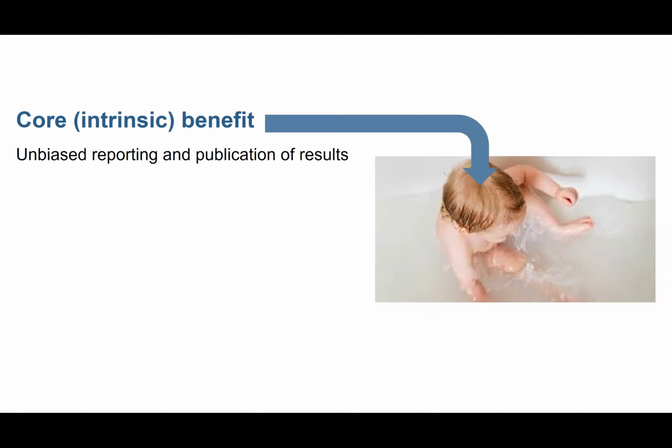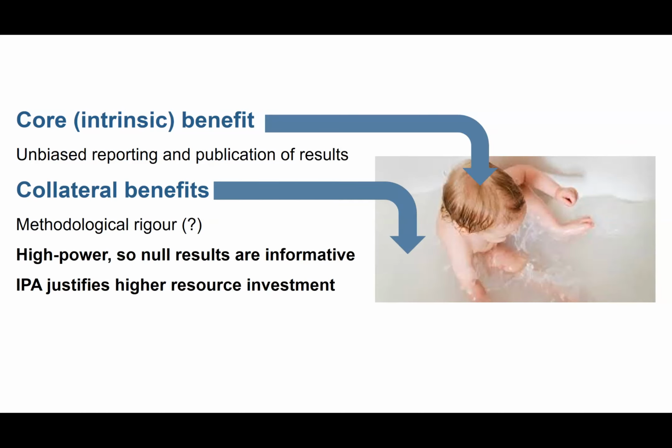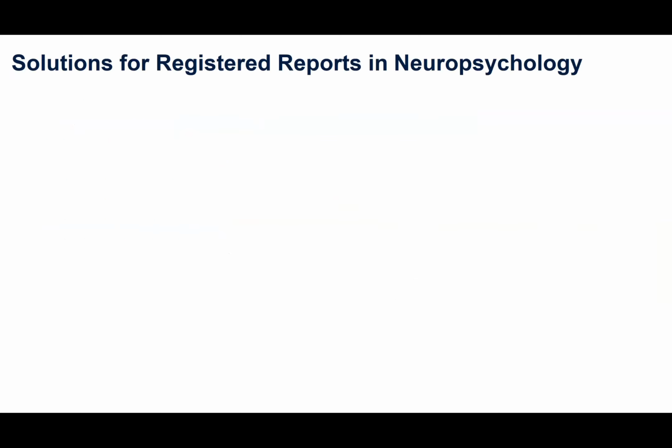Registered reports offer a really valuable core benefit of an unbiased or substantially less biased literature, but we may be unable to meet other common requirements for the format in terms of power and optimal design, and that threatens to make the format inaccessible to neuropsychological researchers unless we can find a way to give up on some or all of these collateral features in order to access this core benefit of unbiased publication. So what solutions can we propose here?